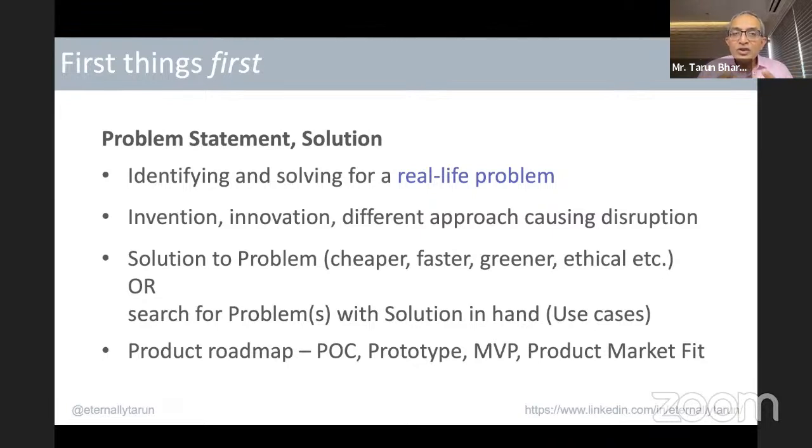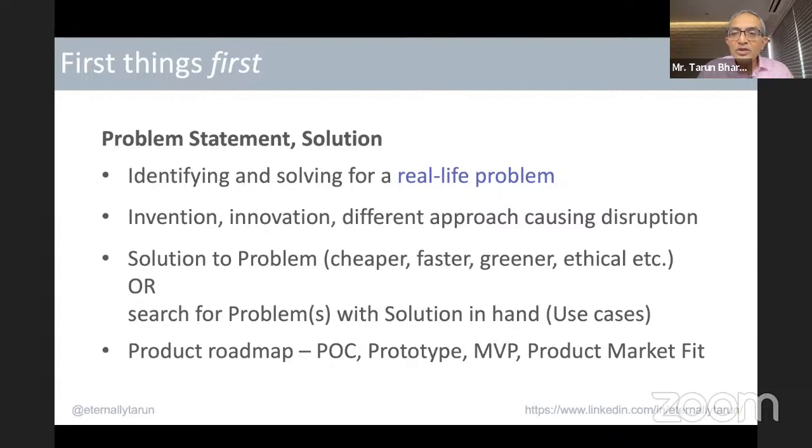Now, there are two ways to solve a problem. One is, you have a solution to a problem which you have seen. It could be cheaper, it could be faster, it could be greener, it could be more ethical, and so on and so forth. Or, in your experience as a techie, as a technocrat, you may stumble upon a certain solution, and then you may try to find the problems which can be addressed using these solutions.